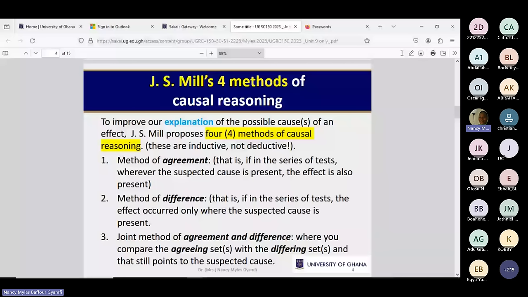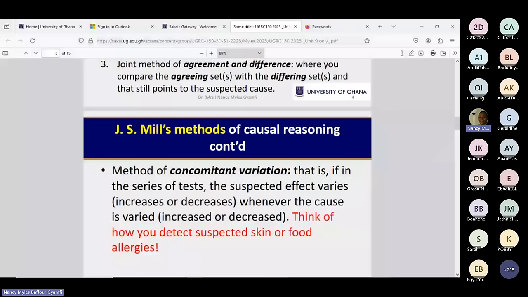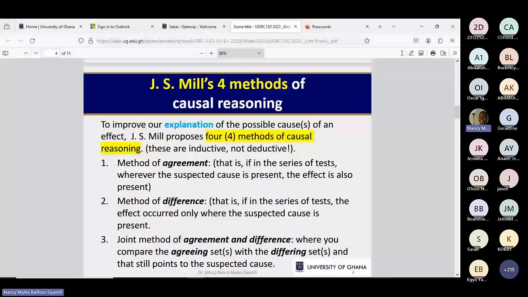There are four ways. There is a method of agreement, a method of difference, the joint method of agreement and difference, and then the method of concomitant variation. These are coming from a fine philosopher of science, J.S. Mill, John Stuart Mill. He's a philosopher whose philosophy is on scientific methods, how the scientist does his work. So the medical doctor may diagnose after he hears some information from the patients that have been rushed to his outfit. He's able to tell what could possibly have caused the effect that he's seeing.